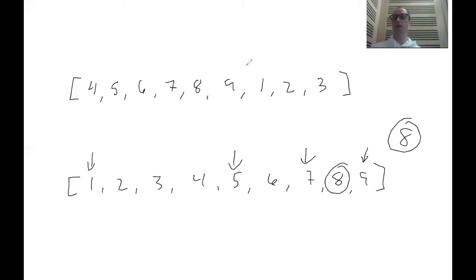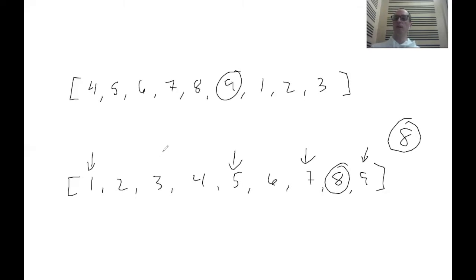Well, we can all agree that we could use binary search on this portion of the array if we knew that our answer was over there. And we also know that we can use binary search on this portion of the array if we knew our answer was over here. So the key to the problem is finding this rotation point.